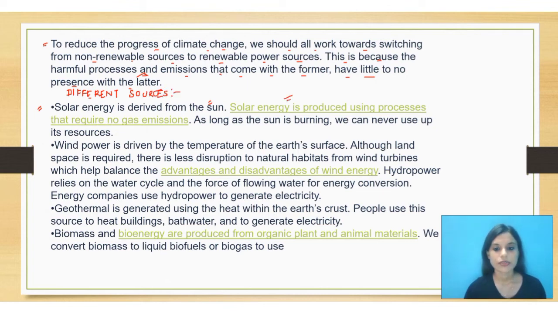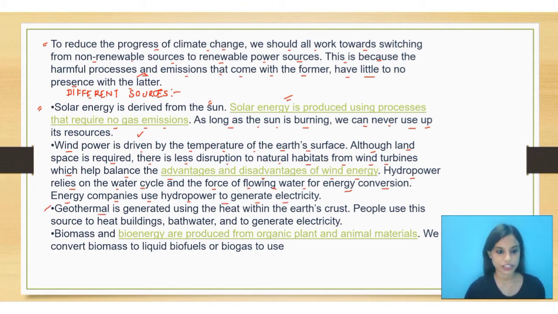Solar energy is produced using processes that require no gas emissions. As long as the sun is burning, we can never use up its resources, of course. Wind power is driven by the temperature of the Earth's surface. Although land space is required, there is less disruption to natural habitats from wind turbines, which helps balance the advantages and the disadvantages of wind energy. Hydropower relies on the water cycle and the force of flowing water for energy conversion. Energy companies use hydropower to generate electricity.